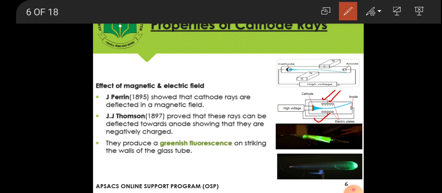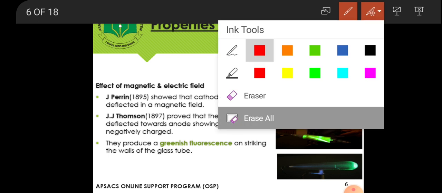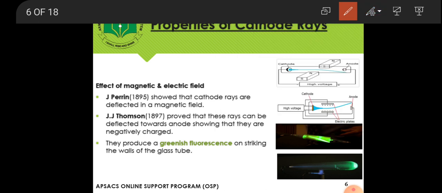So this deflection was observed by the scientists of those times, and J.J. Thomson proved that these rays always travel towards the anode because these cathode rays are negatively charged, and they are always deflected towards the anode because the anode is a positively charged plate. So it was proved by J.J. Thomson in 1897 that the cathode rays are negatively charged because they are deflected towards the anode.